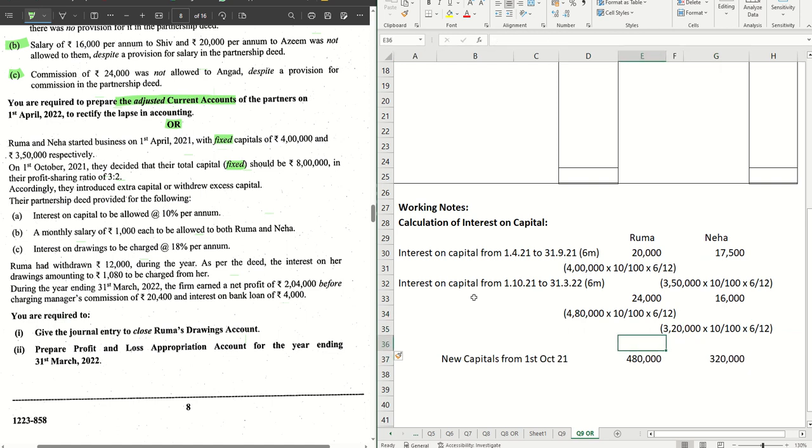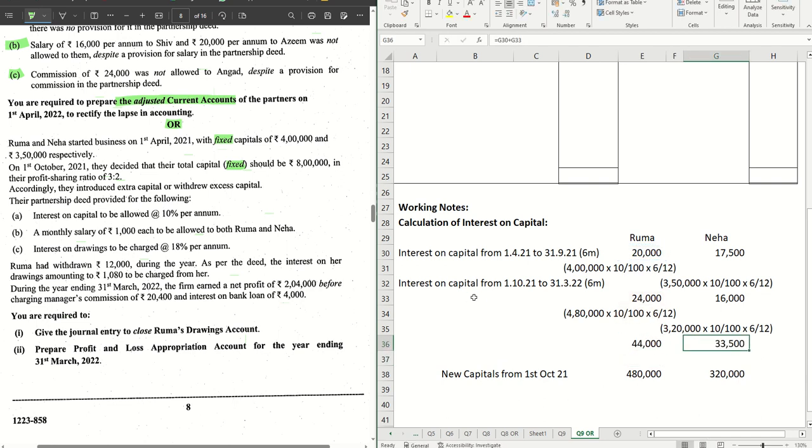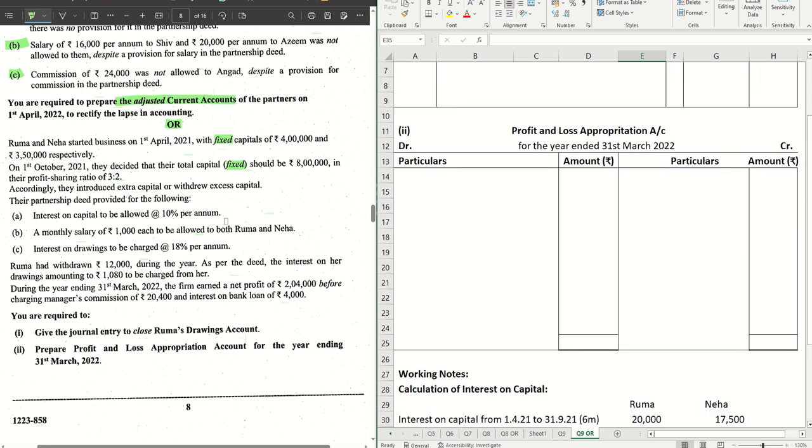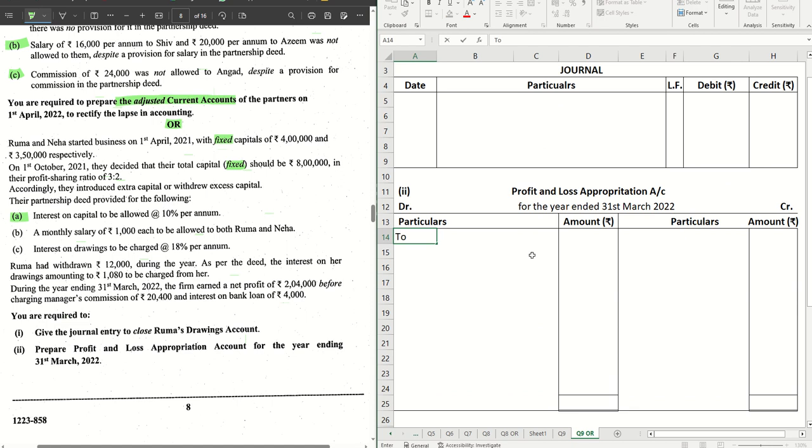Okay, so if you want to just do the total for both of them, total interest on capital is 44,000 for Ruma and 33,500 for Neha. This is what we are going to put in the PL Appropriation account as interest on capital for both these partners, right? So let's go back to the question. What do we have? Step by step. Accordingly, let's do the entry for this one in the PL Appropriation account and write down interest on capital straight away.